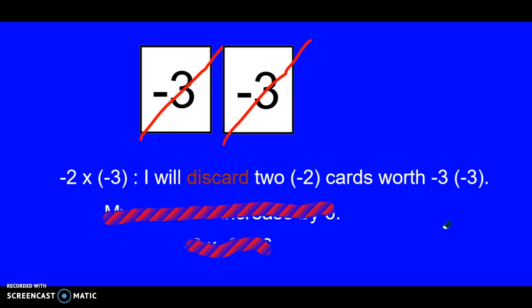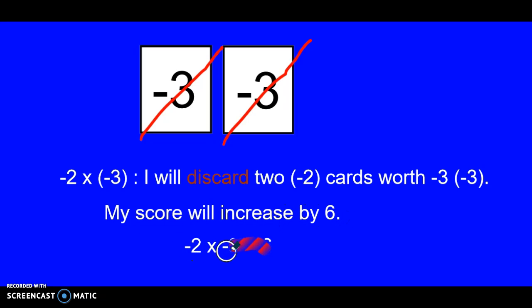Well, as soon as I get rid of a negative number, my score should go up. So if I get rid of both of those negative 3s, whatever my score was before, it's now going to increase by 6. So a negative 2 times a negative 3 is a positive 6.